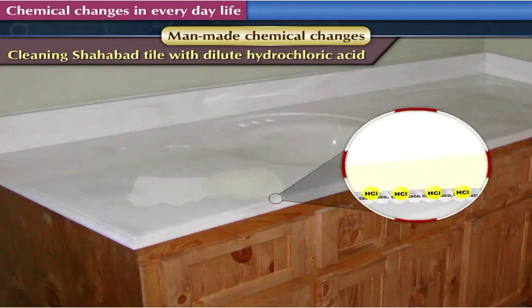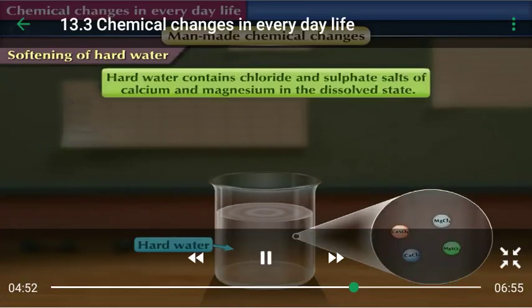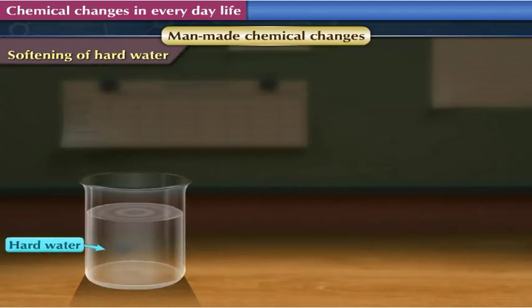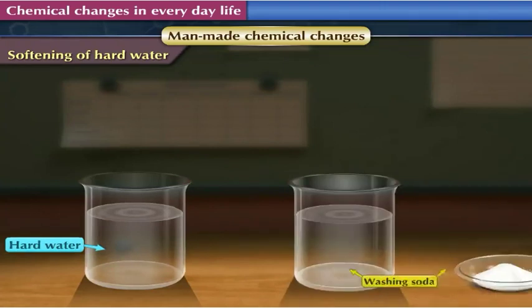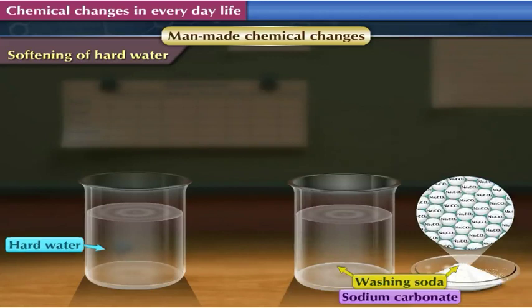Softening of hard water. Some wells or tube wells have hard water which is brackish to taste. It also does not form lather with soap. This is because it contains chloride and sulfate salts of calcium and magnesium in the dissolved state. Hard water is softened by adding a solution of washing soda in it. Washing soda is nothing but sodium carbonate.